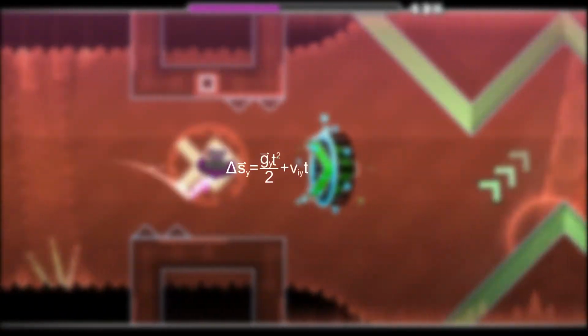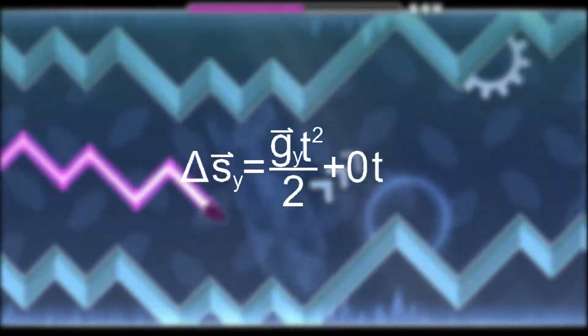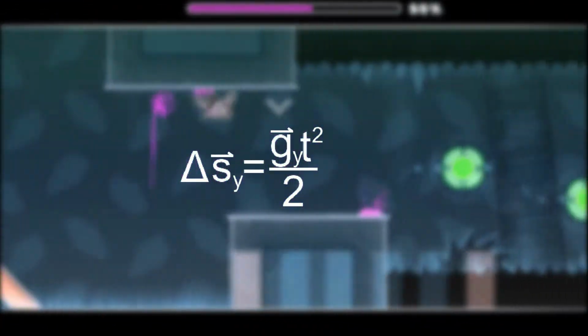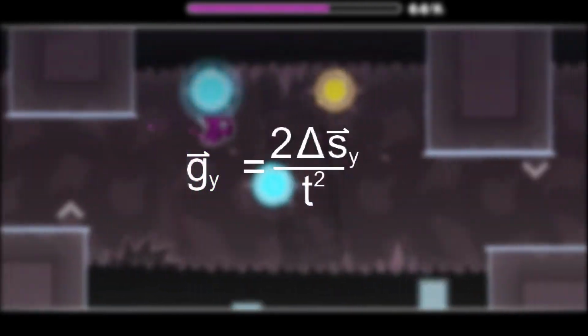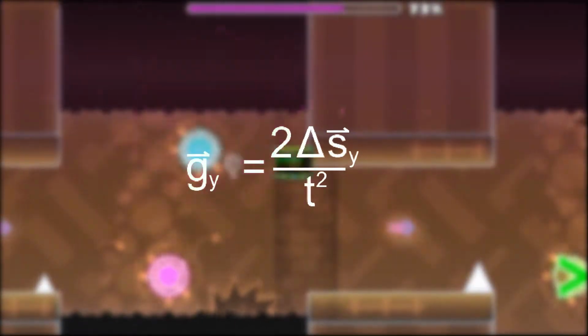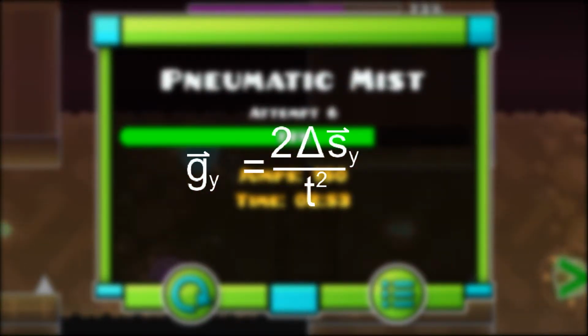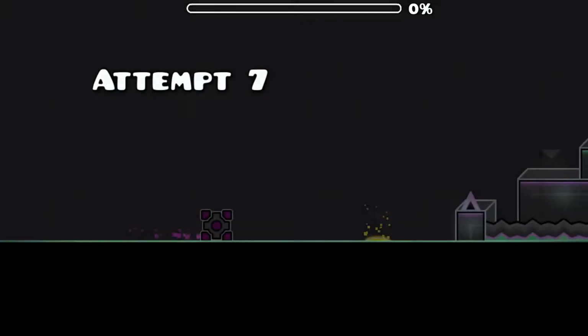So now we can look at the vertical component of displacement. We know we can calculate time, and we know the initial velocity is just 0 meters per second. So with that, we can solve gravity. After some algebra, we find that the gravitational acceleration is equal to 2 times the vertical displacement divided by the time squared. We can finally calculate gravity.